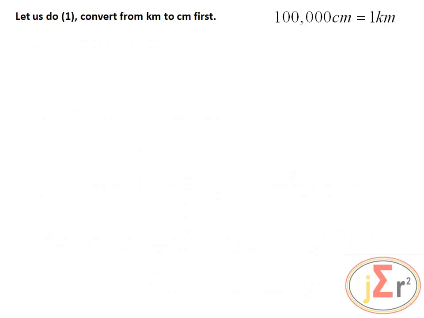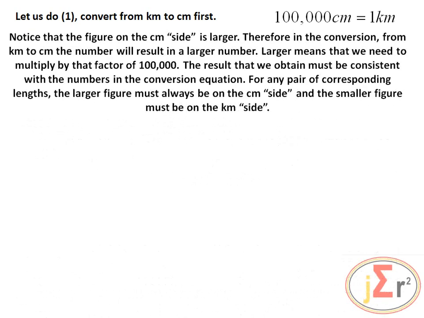Let us do one first. Convert from kilometer to centimeter first. So let us do that first. So convert from kilometer to centimeter. Do you remember what we had? We had 22.5 kilometers. And we need to convert that to centimeters first before subjecting that to the scale of the map.